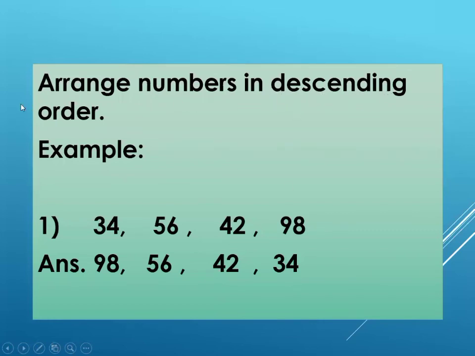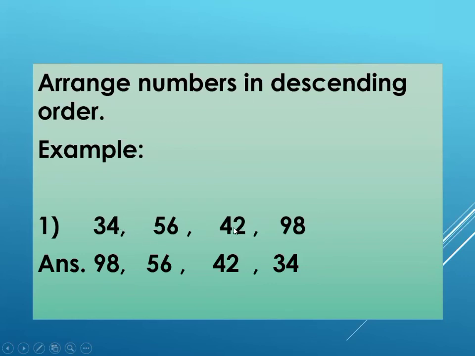So descending order means arrange numbers from largest to smallest. So what will we do in descending order? In descending order, we start with the largest number and end with the smallest number. So in all of these numbers, which one is largest? Yes, 98 is largest. So first we write 98, comma. So the remaining numbers are 3. In 3 numbers, which one is largest?